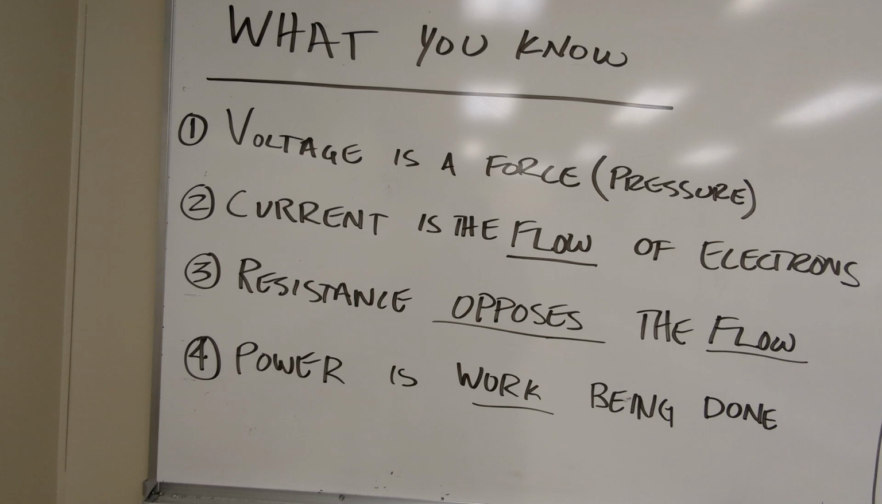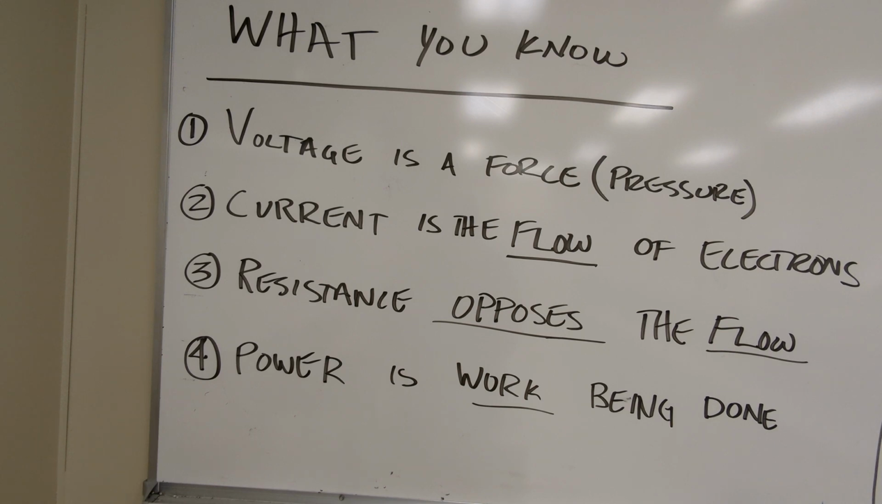If you've studied DC electronics, you know these four concepts here. You know that voltage is a force, and that we can consider voltage a pressure. Also, we know that current is the flow of electrons. So with current, we think about the idea of something flowing, which is electrons. Resistance is the opposition to that flow. It opposes the flow of electrons.